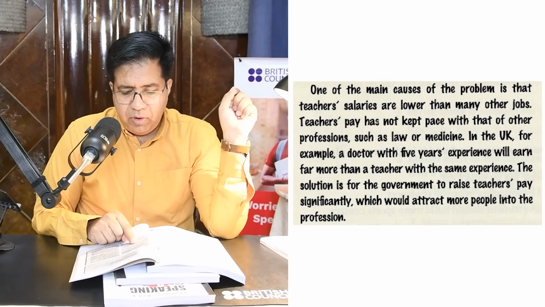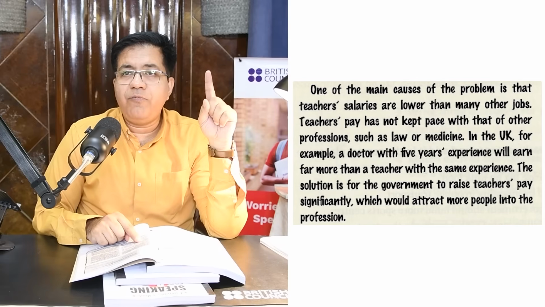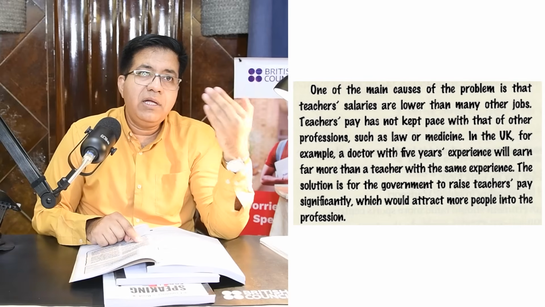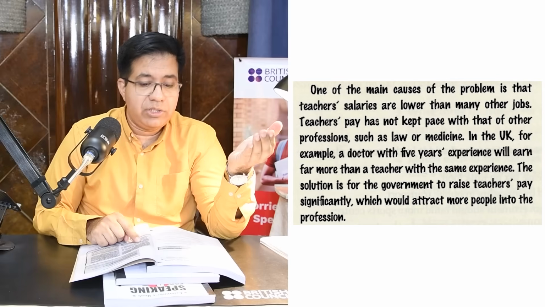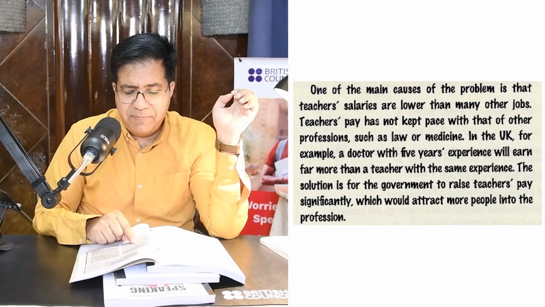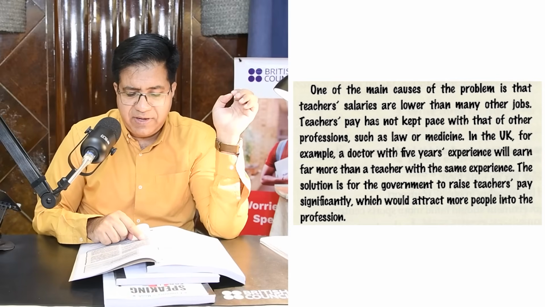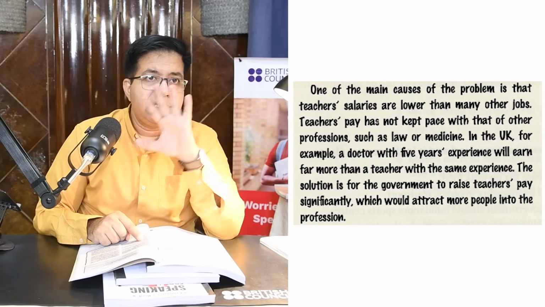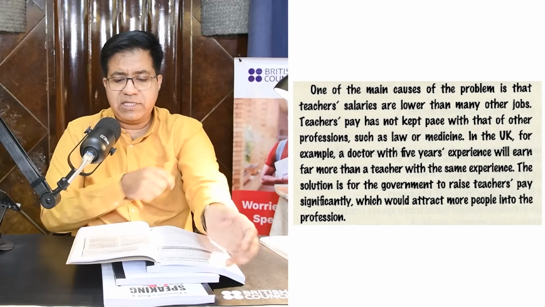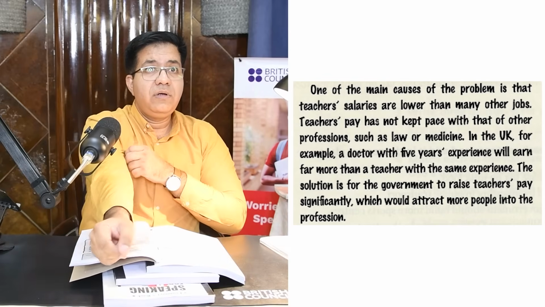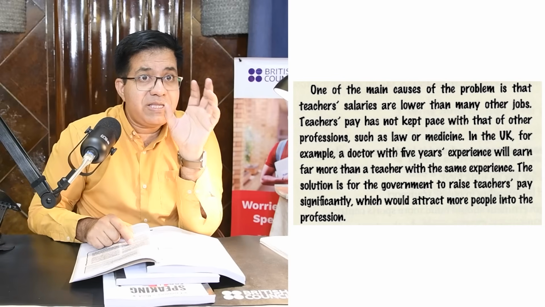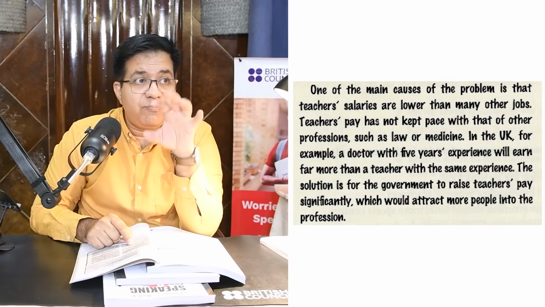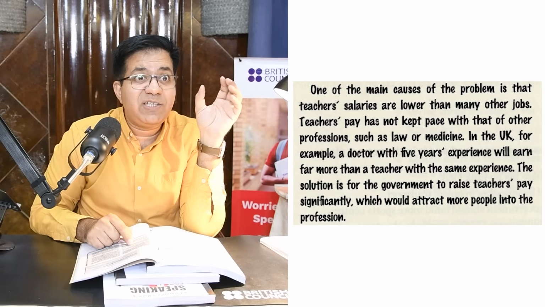So, let's go on. The solution. Now, when you write a cause and solution essay, the conclusion of the paragraph is the solution. The solution is for the government to raise teachers' pay significantly, which would attract more people into the profession. See that? It's a very systematic paragraph. This essay is bound to get 8 or above, right? The language is very simple and the sentence structure is very efficient here. You think it's a simple essay, but it fulfills all the requirements of band 8.